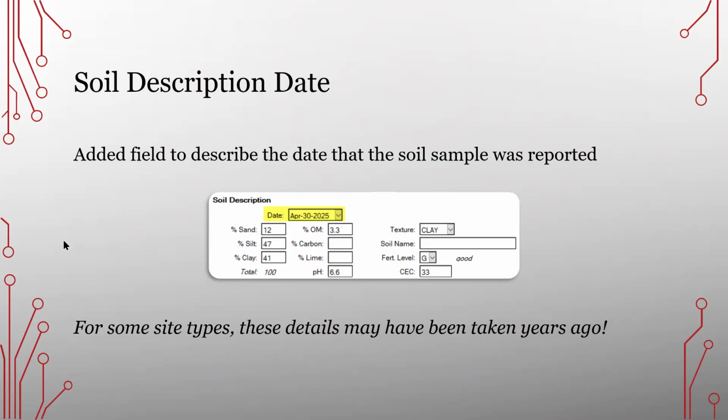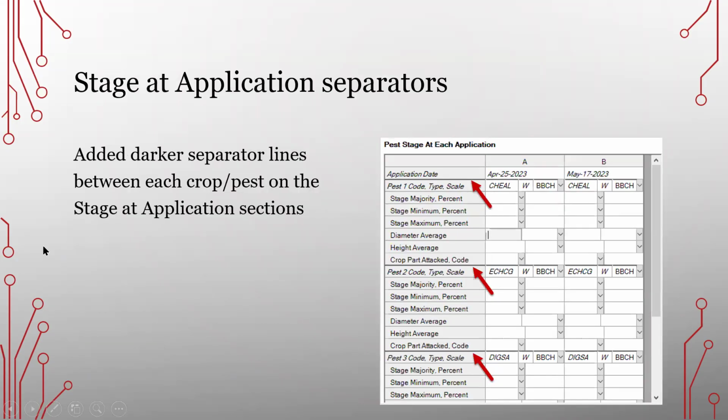Let's see, I had a question here. We'll go back a section. Could ARM check if the stages at application, like we have here on the screen, are different from what is entered in the assessment header? I don't think we do that currently, but that is an interesting idea for validation.